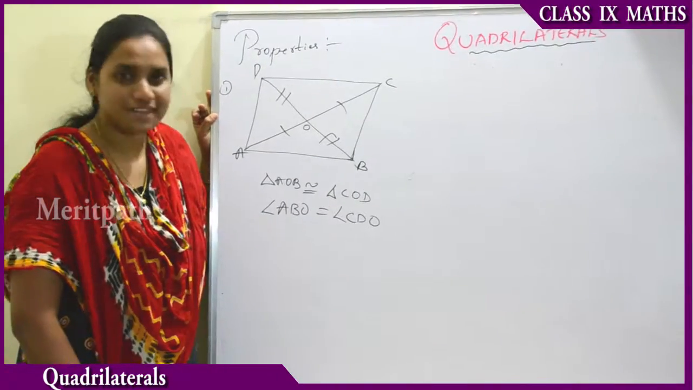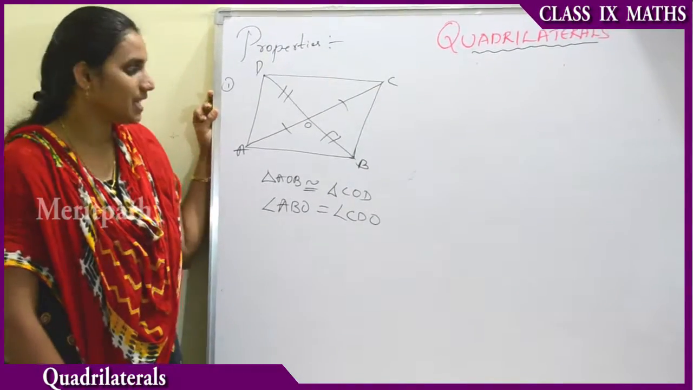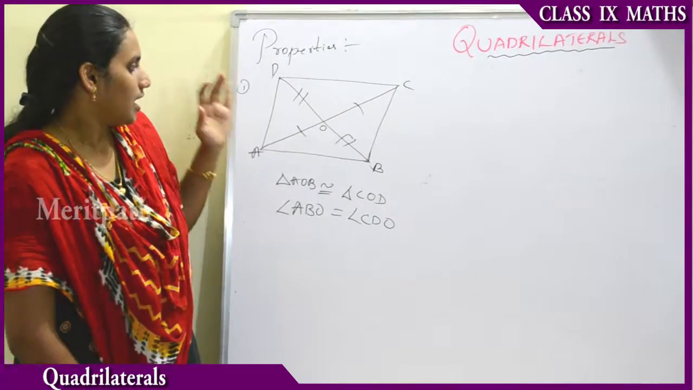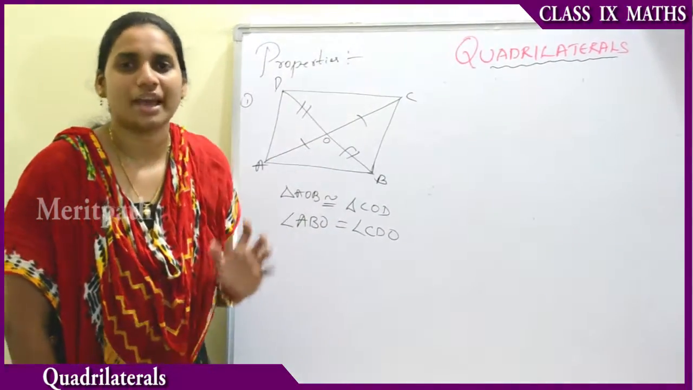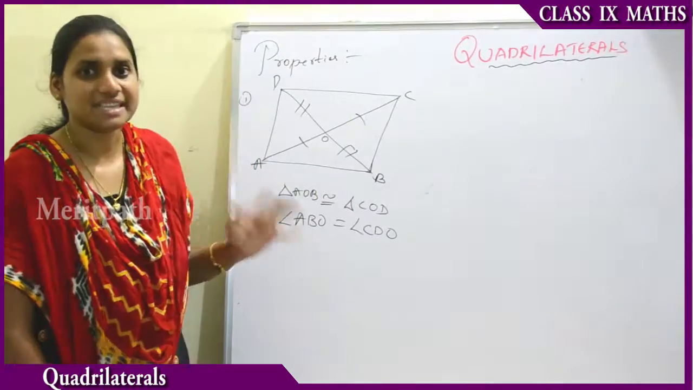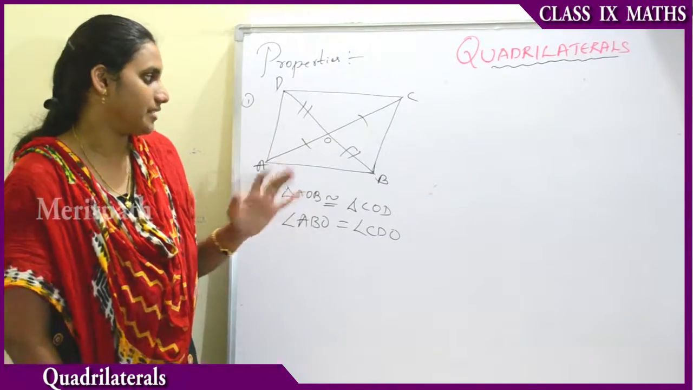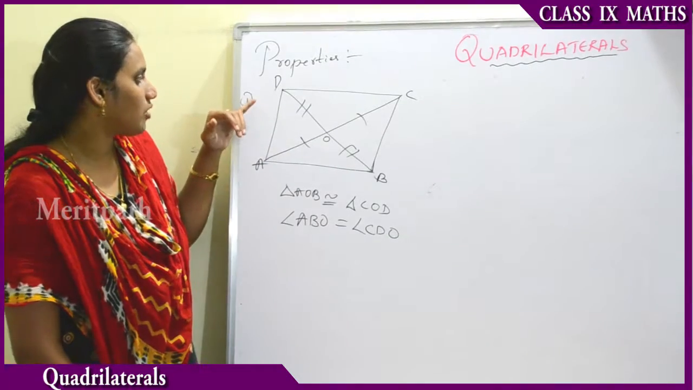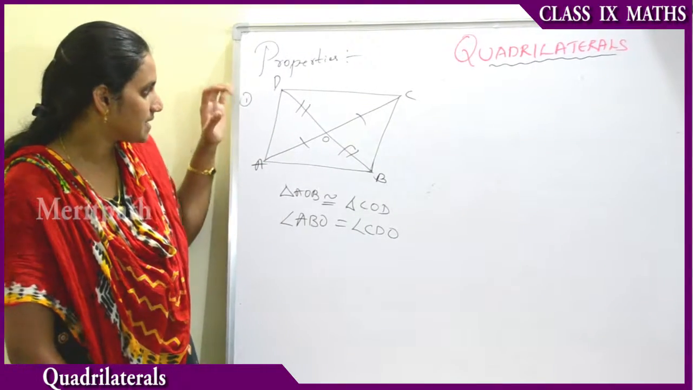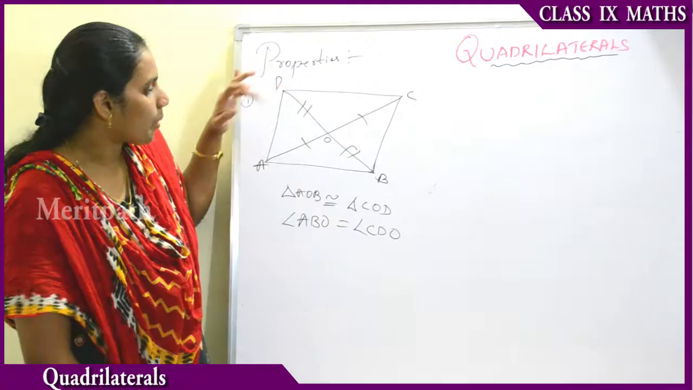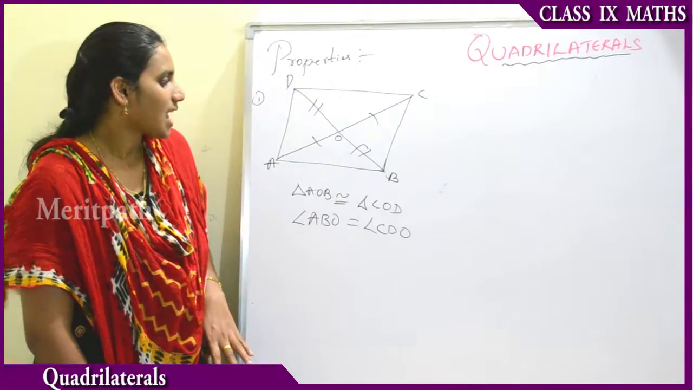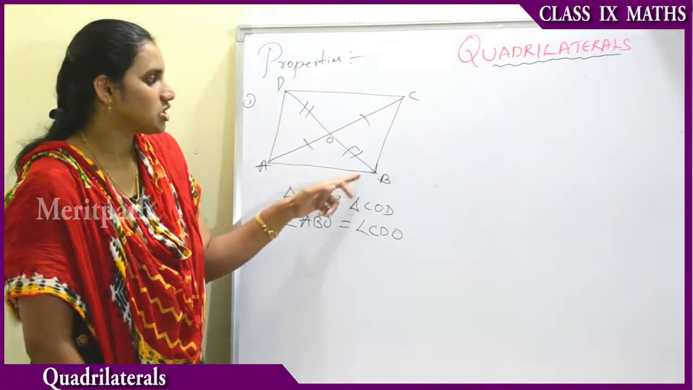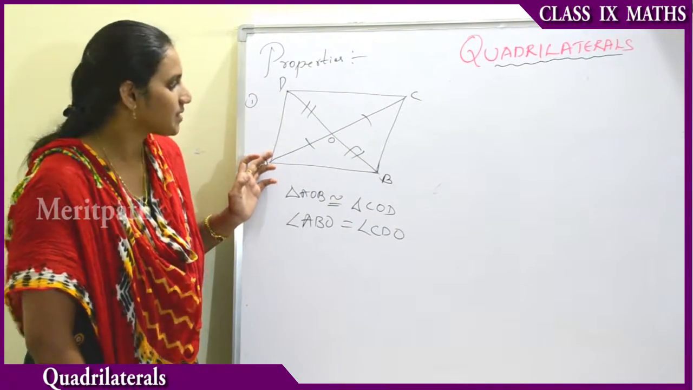We have discussed the four properties of a quadrilateral. A quadrilateral is said to be a parallelogram when these four properties are followed or verified. That means the two opposite sides should be parallel to each other and the diagonals should bisect each other.